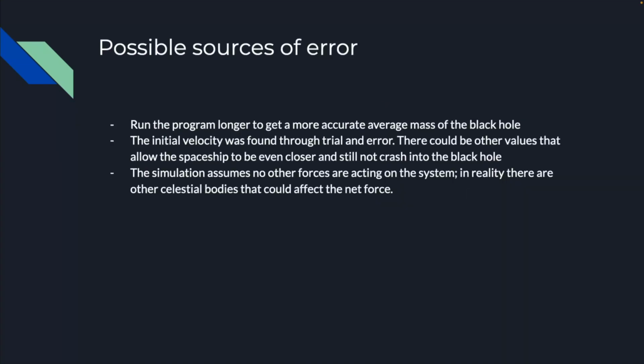Well, possible sources of error: I could have run the program longer to get a more accurate average mass of the black hole. So instead of 1 Earth day, we could do a whole year for a more accurate result. The initial velocity was found through trial and error, so there could be other values that allow the spaceship to be even closer and still not crash into the black hole. The simulation also assumes that no other forces are acting on the system. In reality, there are other celestial bodies that could affect the net force.